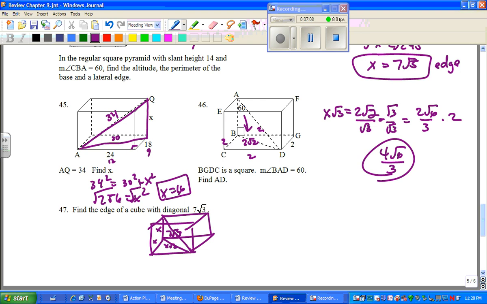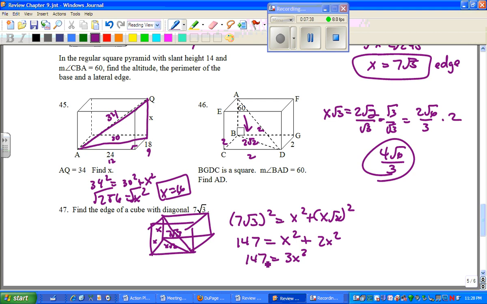for the diagonal there. So we can figure it out that 7 root 3 squared is equal to x squared plus x root 2 squared. So that's 49 times 3, giving you 147, which is equal to x squared plus 2x squared. So this is 3x squared is equal to 147, divided by 3. So you get 49 is equal to x squared. So then x equals 7. So each edge piece ends up being 7.